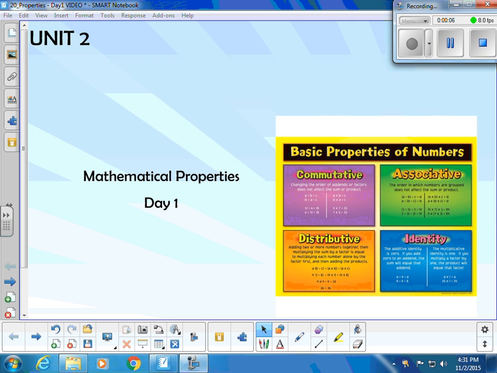Today we're going to be talking about our introduction to mathematical properties. Most of these are review. You had them last year. And then on day 2, we'll introduce our new property and start applying them more. But we'll start with what you guys already know.